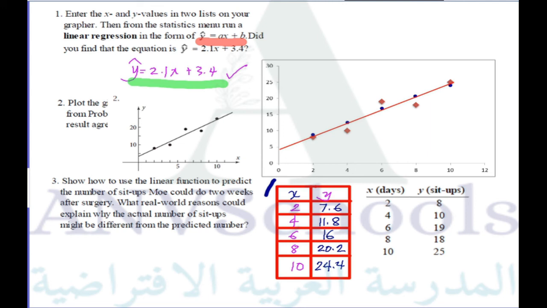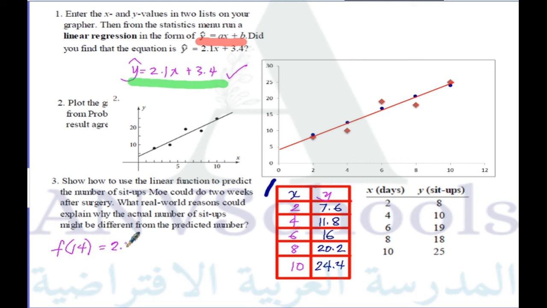For number 3, show how to use the linear function to predict the number of sit-ups Mo could do 2 weeks after surgery. And what real-world reasons could explain why the actual number of sit-ups might be different from the predicted number? So first, 2 weeks means 14 days, right? So we have to compute for f of 14. And we are going to use the regression line when our x is equal to 14.